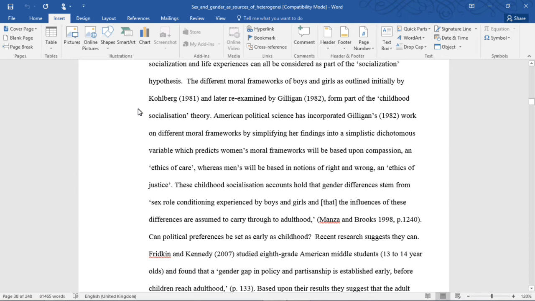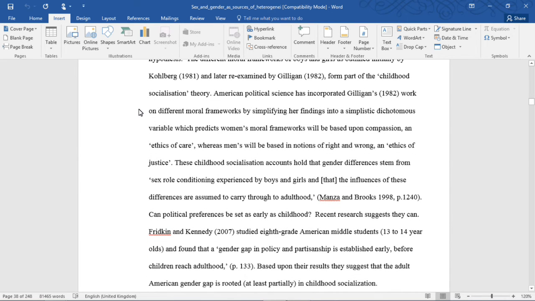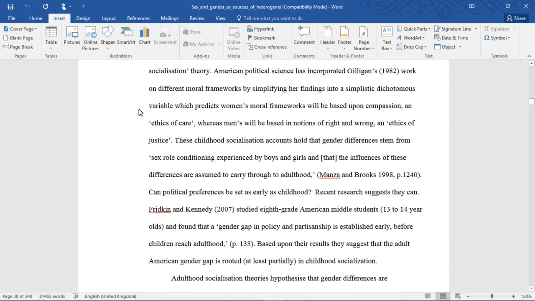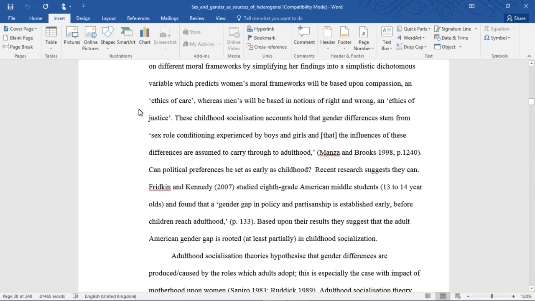American political science has incorporated Gilligan's work on different moral frameworks by simplifying her findings into a simplistic dichotomous variable, which predicts women's moral frameworks will be based upon compassion and ethics of care, whereas men's will be based in notions of right and wrong and ethics of justice. These childhood socialization accounts hold that gender differences stem from sex role conditioning experienced by boys and girls, and that the influence of these differences are assumed to carry through to adulthood.